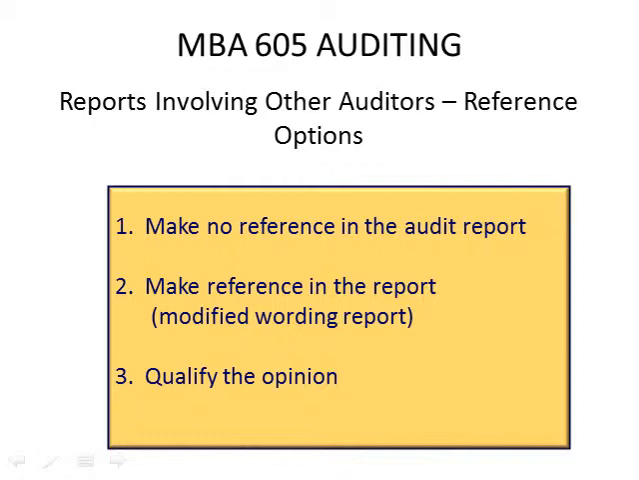Reports involving other auditors are another example of when an auditor may use explanatory or modified wording. The options with respect to where other auditors are involved are that they may make no reference in the audit report. That is, the current auditor is assuming liability for the predecessor or other auditor's work. They may make reference in the report, or they may qualify their opinion.